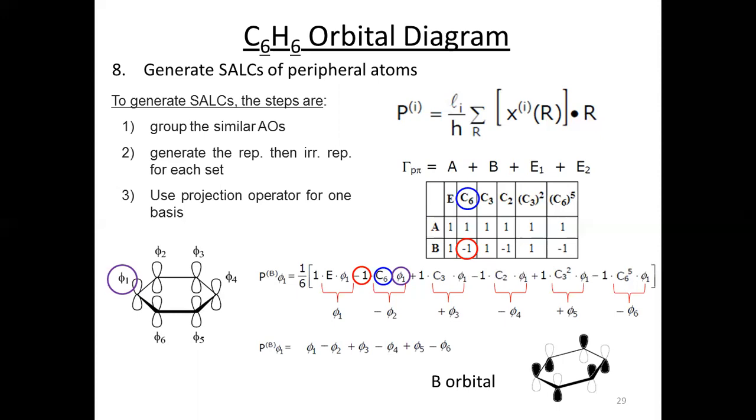Now the next challenge is to form the symmetry adapted linear combinations for the E orbital. That we will do in the next lecture.